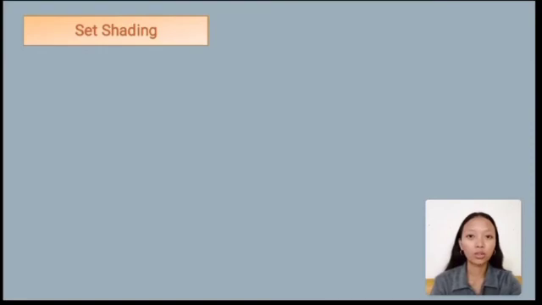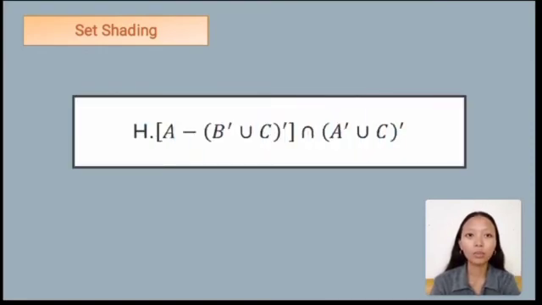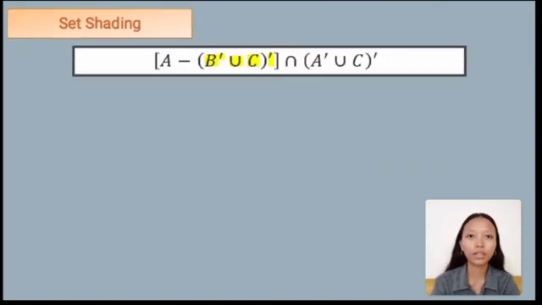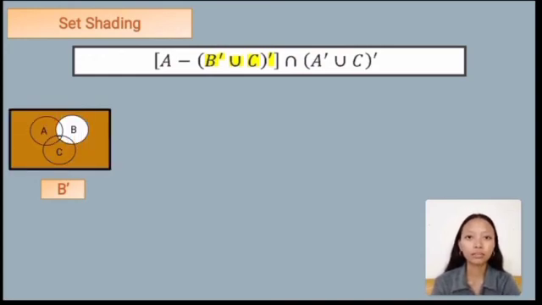And the last set we're going to shade is the open bracket A minus open parenthesis B prime union C close parenthesis prime and close bracket intersects with open parenthesis A prime union C close parenthesis prime. First, we're going to shade the B prime or not B, which means we're going to shade everything else outside the circle B or the set B, which will look like this.